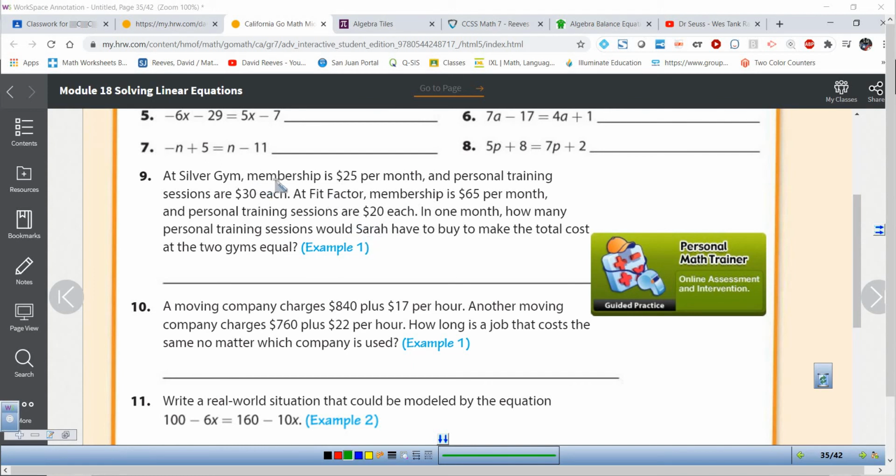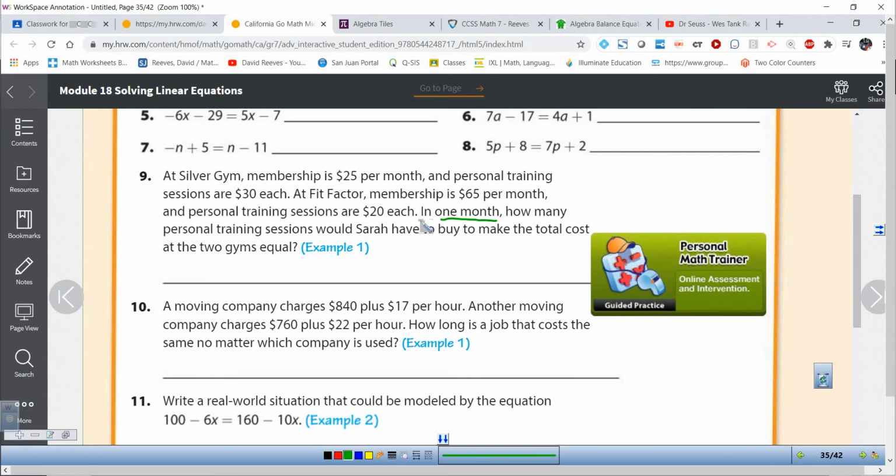In this case, at Silver Gym, membership is $25 per month, and personal training lessons are $30 each. At Fit Factor, membership is $65 per month, and personal training sessions are $20 each. In 1 month, so we're looking only at 1 month. That's important to understand. Okay, in 1 month, how many personal training sessions would Sarah have to buy to make the total cost of the 2 gyms equal?